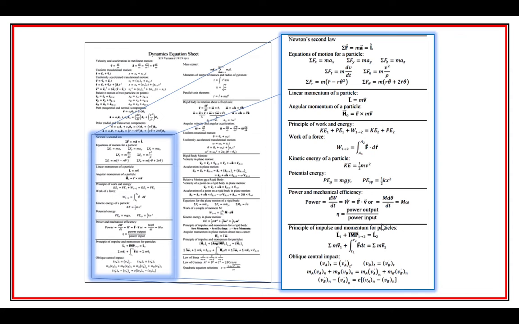All that bottom part is just not on the equation sheet anymore. For the particle, the oblique central impact equations are not on our equation sheet. We just have the coefficient of restitution. Just so you know. Oh, okay, cool. Yeah, I decided to make that better. I thought that was a better thing to do.